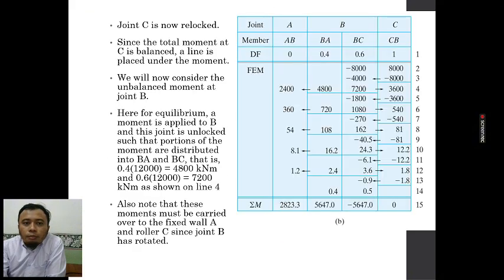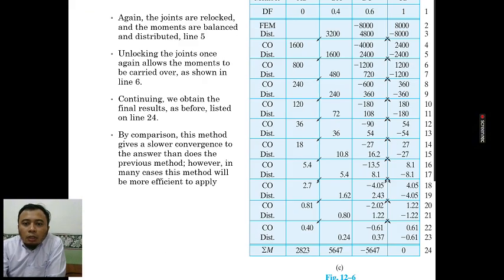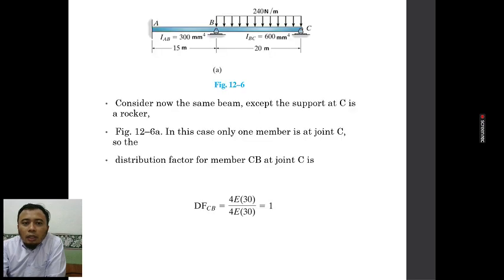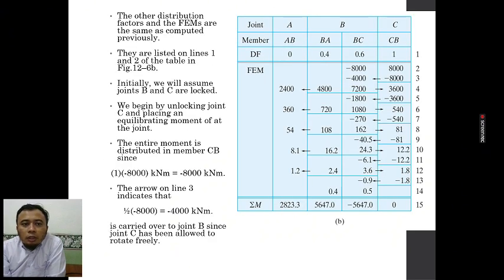So that is now established. The other FEMs and distribution factors remain the same. You have this table here on line 1, and you can see your DF is similar except for joint C. We solve for the FEM, which is also the same, 8,000 and negative 8,000, same as the previous.